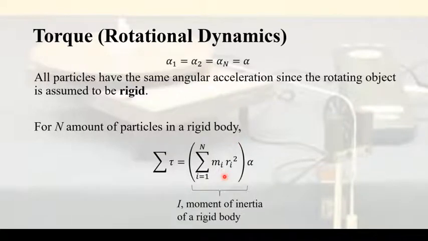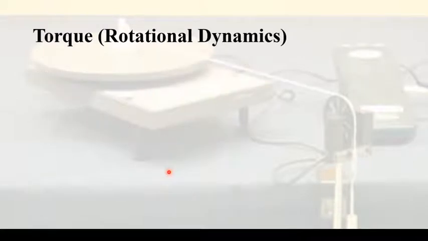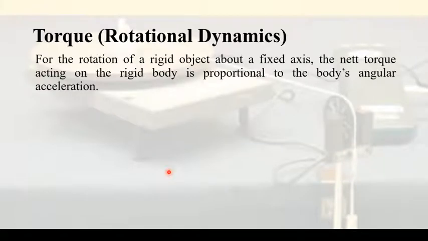So this part we call the moment of inertia of a rigid body. This I is the total moment of inertia. We're not looking at the moment of inertia for one particle anymore. Now this is the moment of inertia of a rigid body. Just now we were calculating for one particle. Now we are calculating the torque for a rigid body.